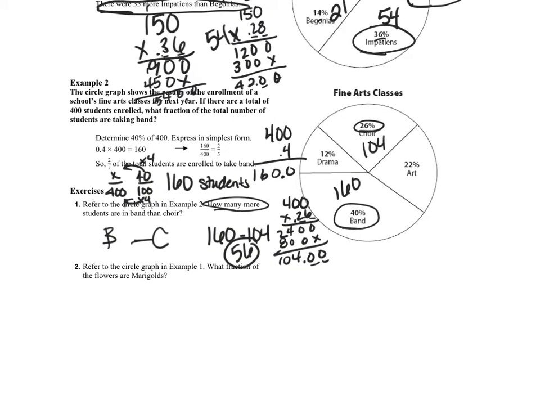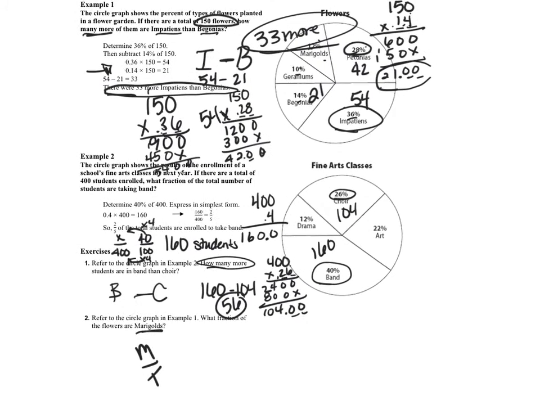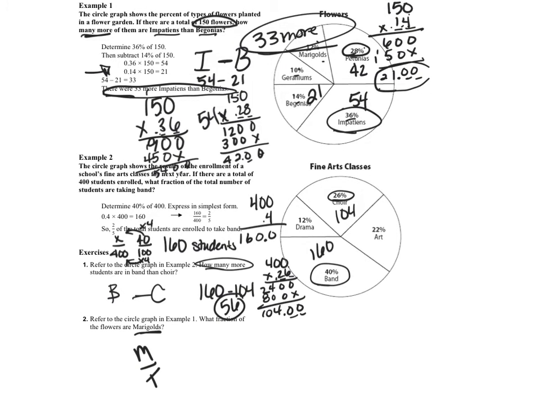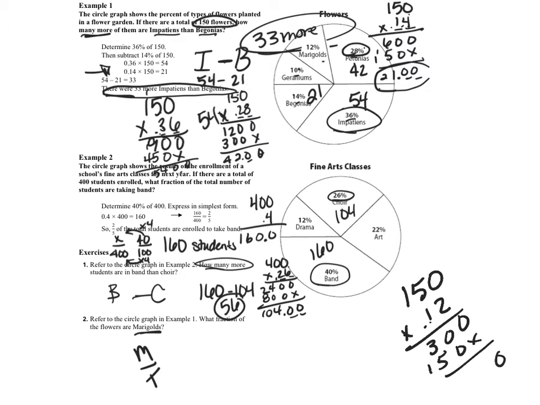Make sure it says right here, what fraction of the flowers are marigolds. So of all the flowers, marigolds on top, total on bottom. Okay? So marigolds is 12%. So 12% of 150, and I got 18. And 18 out of 150. Can I reduce that?